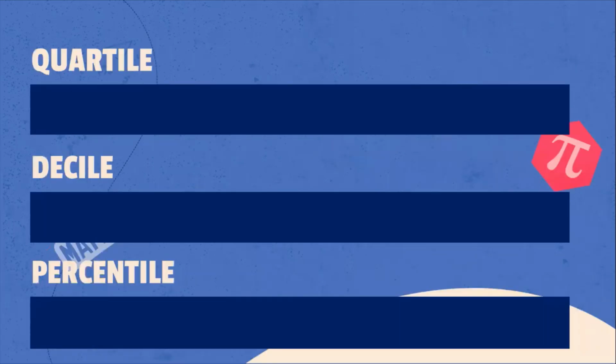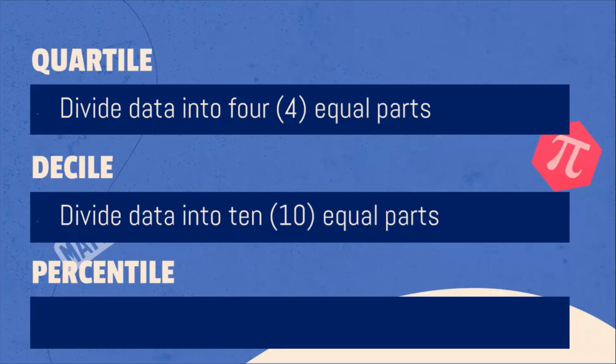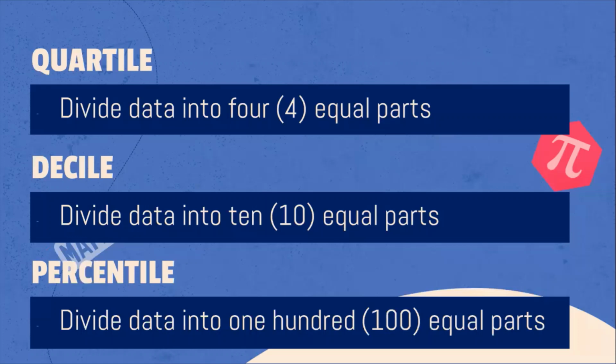What is quartile? Quartile divides the data into 4 equal parts. Decile divides the data into 10 equal parts. And percentile divides the data into 100 equal parts.